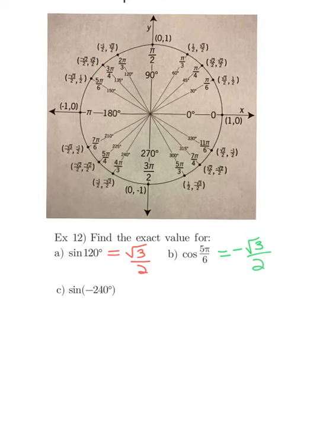For problem C, we want to do the sine of negative 240 degrees. So we want to go into the third quadrant to the line closest to the y-axis to get to negative 240 degrees. So we're starting at 0 and going this way to 240, which is here. We want the sine value of that. The sine is the y coordinate, and that will be positive square root of 3 over 2.